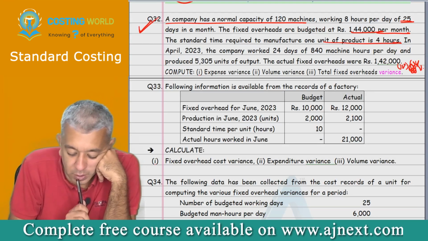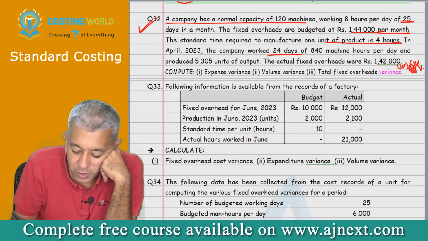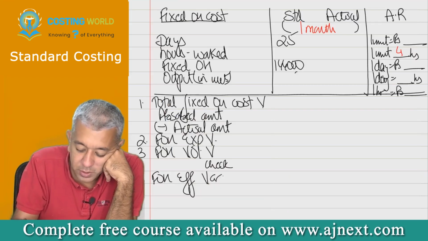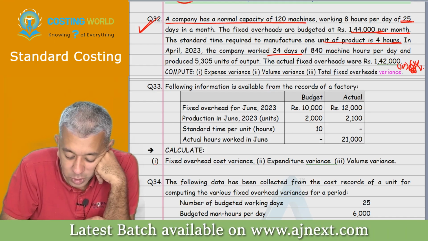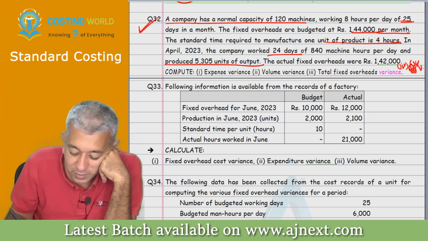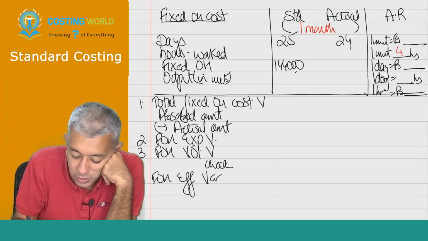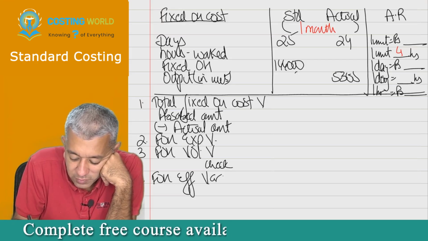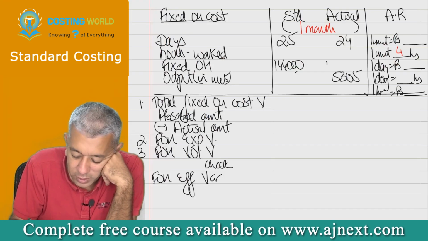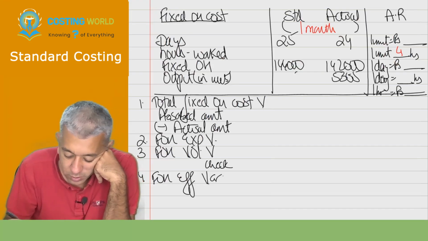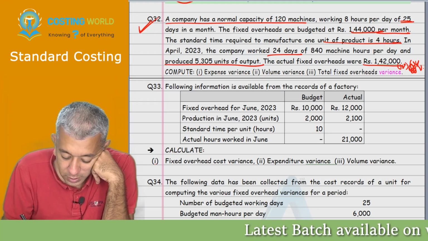Again. In April, the company worked for 24 days. So therefore, this figure is 24 days of 840 machine hours per day. Okay, and produced 5305 units of output. So therefore, 5305 was actual output. Actual fixed overheads were 1,42,000. Okay. That's it.